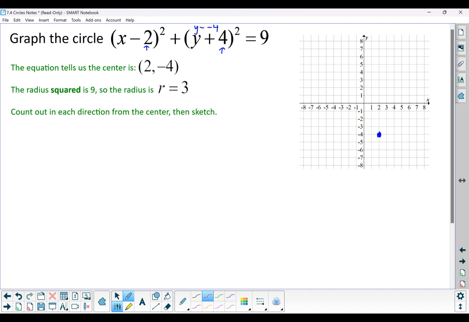And then for this equation, I see a 9 at the end. That's a 3 squared, so that means my radius is 3. So I count 3 to the right, 3 up, 3 to the left, and 3 down. And then once I have those 4 points, I can sort of sketch my circle as best I can.